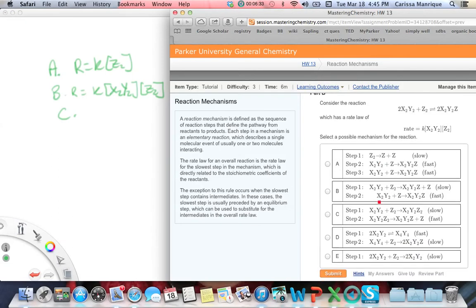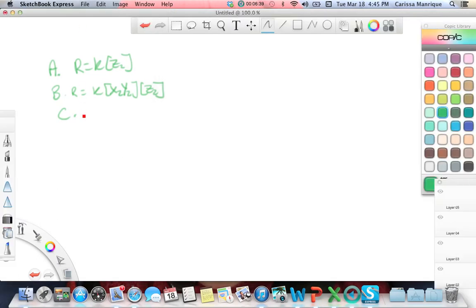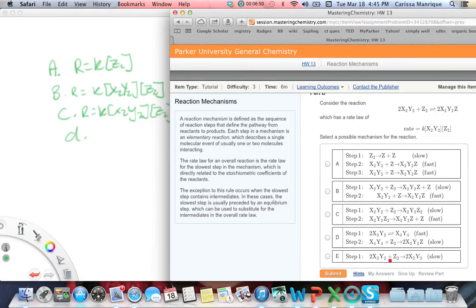The slow step is also first, and we get X2, Y2, Z2 again. Okay, so we'll have to look at both of those. If R equals K, X2, Y2 times Z2. And then finally, let's look at D. This would be the fast step here.